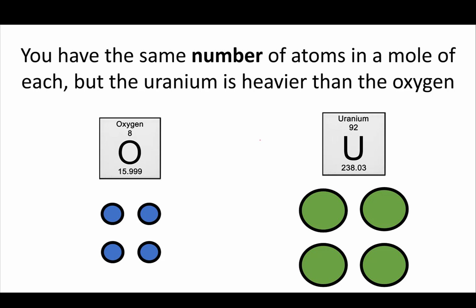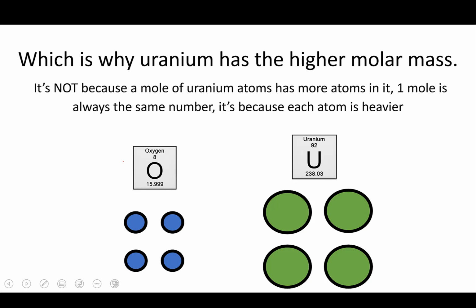Now, if you have 1 mole of oxygen and 1 mole of uranium, you have the same number of atoms in a mole of each. But the uranium is heavier than the oxygen. So imagine that this is not the number 4, it's 602 billion trillion. The number isn't very important. You can have the same number of both, but have uranium be heavier than the oxygen is. This is why uranium has a higher molar mass. It's not because 1 mole of uranium is more atoms. 1 mole is always the same number of atoms. But even though you have the same number of atoms, every single uranium is heavier than a single oxygen. So that's why the molar mass ends up higher.